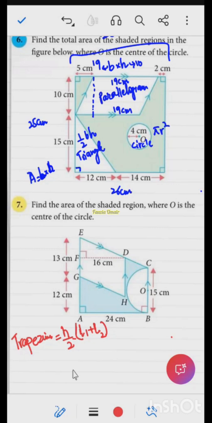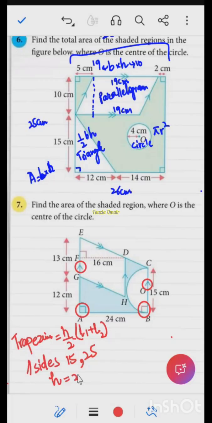Now, what is height? Acha, first of all, what are the parallel sides? Two parallel sides: 15 and 25. This side is 15. And if you look closely, this arrow symbol is telling us these are the parallel sides. Okay, so it's 15 and this 13 plus 12, it is 25. So 15 and 25 are the parallel sides. Now, what is H? Because you can see this is also 90 degree and this is also 90 degree, H is 24.